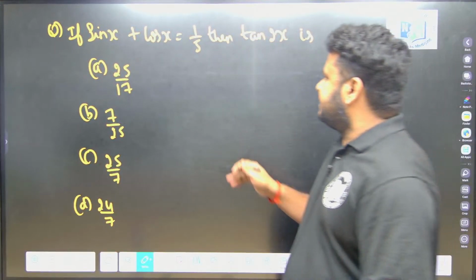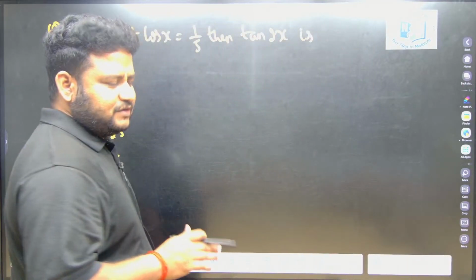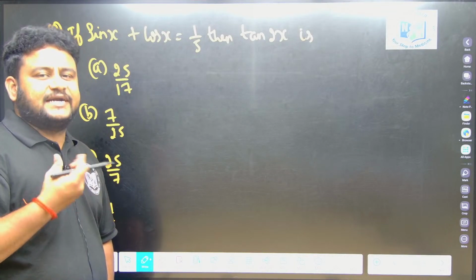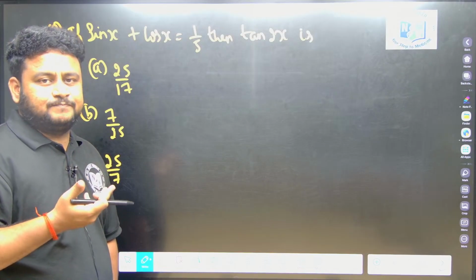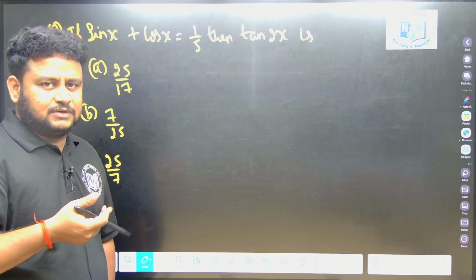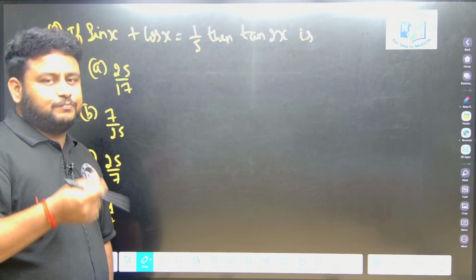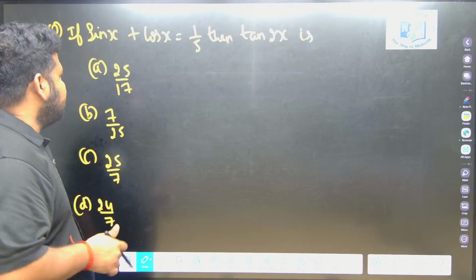Here, sin x plus cos x is 1 by 5. Then they are asking us tan x. First, you should know the concept, then you should know the approach to the question, that means how to start a question. By looking at the question, you should know how to start. That is one thing you must learn. That will come with conceptual clarity and a lot of observation, and then you have to practice. Without this, simply practicing randomly won't help you. Anyways, let us have a look at this question.